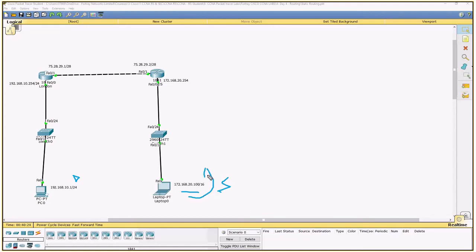Okay? Now here, it says, oh my friend, now I want to send this traffic to 192.168.10.1. Again, at this level, tell me what is going to happen. This machine wants to reach this guy. Tell me what this machine is going to do.